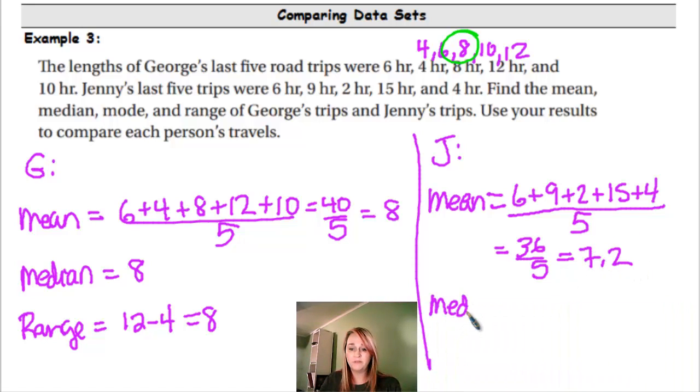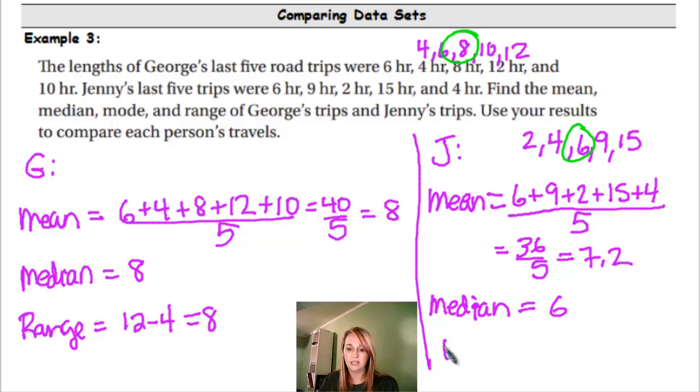All right, and the median for Jenny, we need to put these guys in order. So we have 2, 4, 6, 9, and 15. So the guy smack dab in the middle is 6. So her median is 6. And the range is the difference of the largest minus the smallest, which will give us 13.